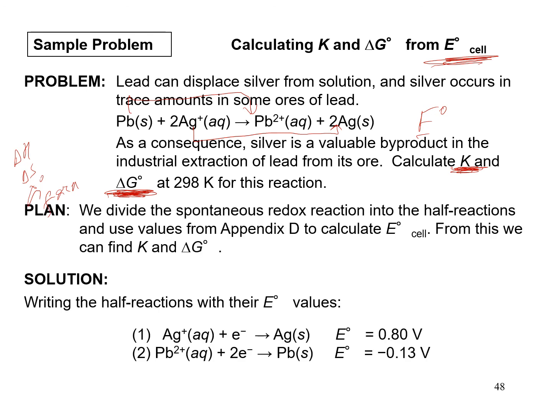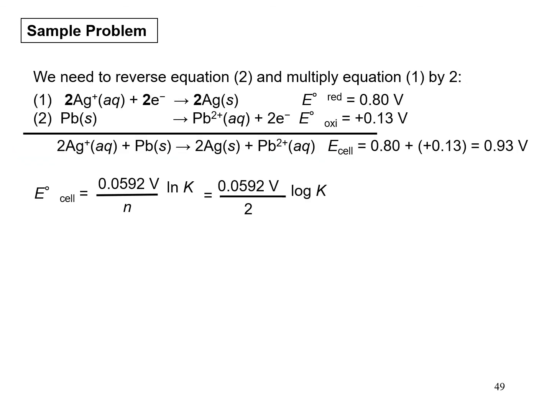If you look at the chart, you'll find these two values right there. Silver is 0.80, lead is underneath it, which means which one will be flipped? We will be flipping lead. So if you flip the lead, your reaction would look like this. Silver would be as it is, lead would be flipped. To balance out the electrons, you have to multiply the top reaction by 2, which means your n in this case is 2. E naught for the cell would be reduction plus oxidation, so cathode plus anode, which would give you a value of 0.93.